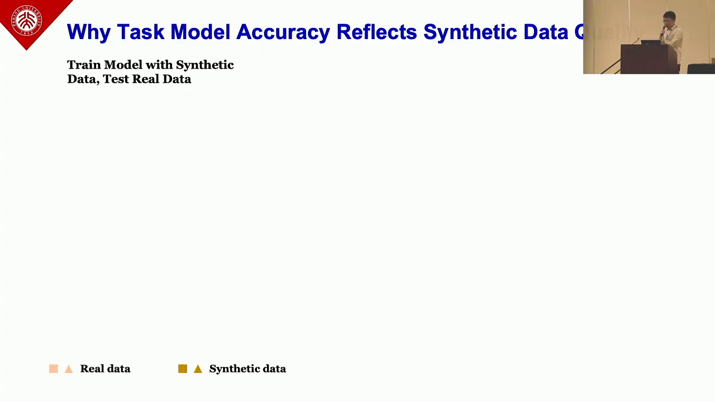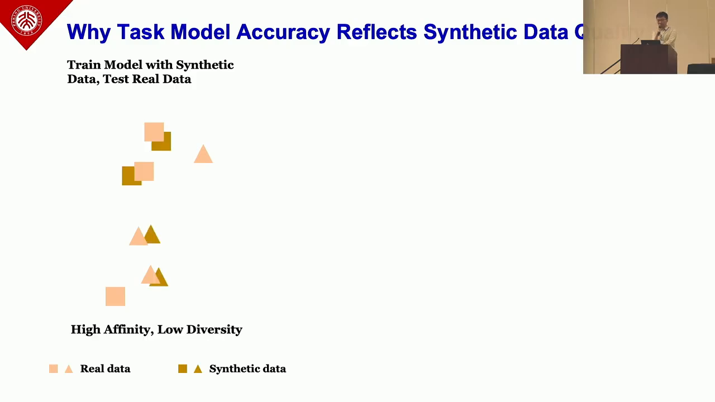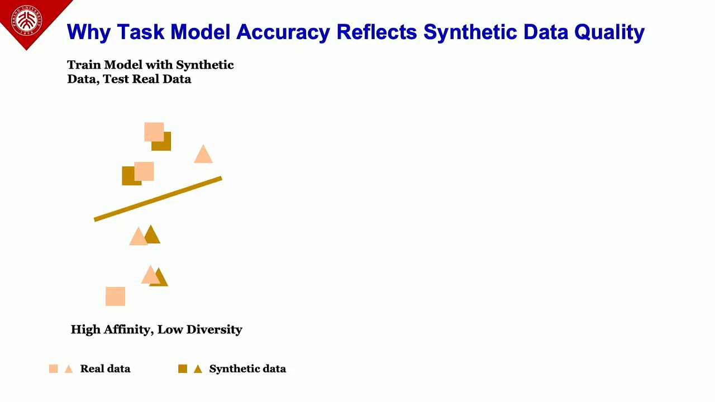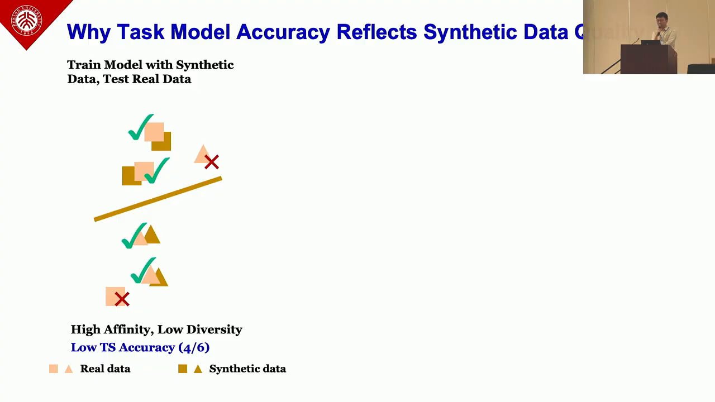So why do these two types of task models reflect the affinity and the diversity of synthetic data? Let me explain using a classification task as an example. This is the first example. We train the task model using synthetic data and evaluate it on real data. The pink rectangles and triangles represent two classes of real data. Suppose we generate synthetic data that has high affinity but low diversity, represented by the brown rectangles and triangles. If we train a classifier on these synthetic data, the resulting decision boundary will look like the brown line. As you can see, a few real samples fall on the wrong side of the boundary and are misclassified, leading to a low TS accuracy of 4/6.